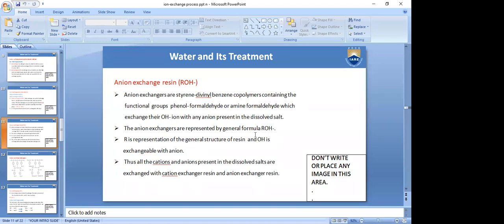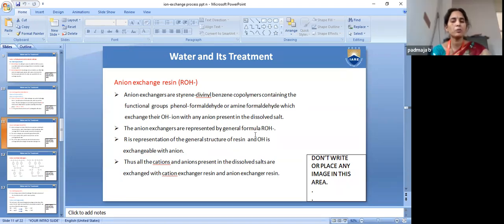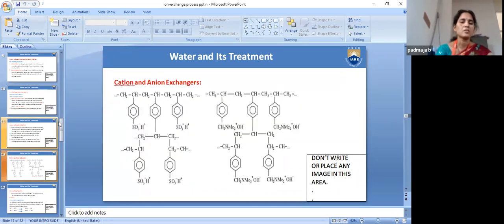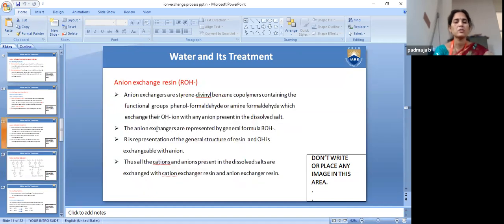So what are the anions present in the dissolved salts? For example, chlorides, sulfates, nitrates. All these anions are exchanged with the OH minus ions present in the anion exchange resin that we are taking. So what is anion exchange resin? Styrene divinyl benzene copolymers having a functional group with the OH minus ion. The anion exchangers are also represented with the general formula R OH minus. R is the representation of the general structure of the resin and OH is exchangeable with the anions.